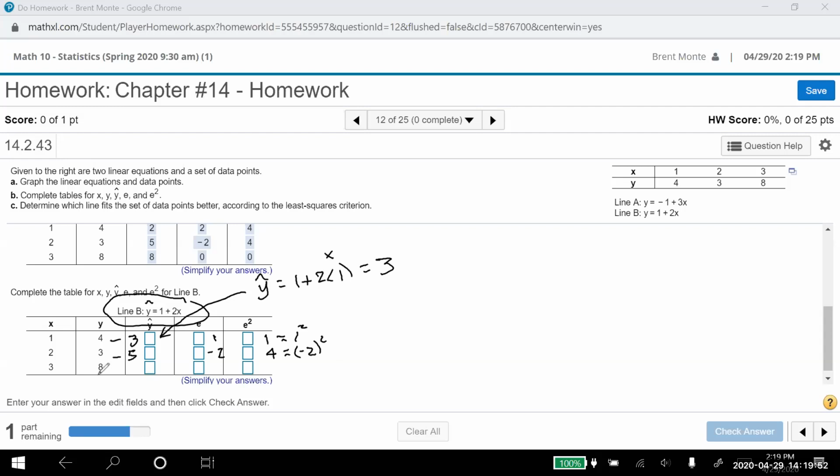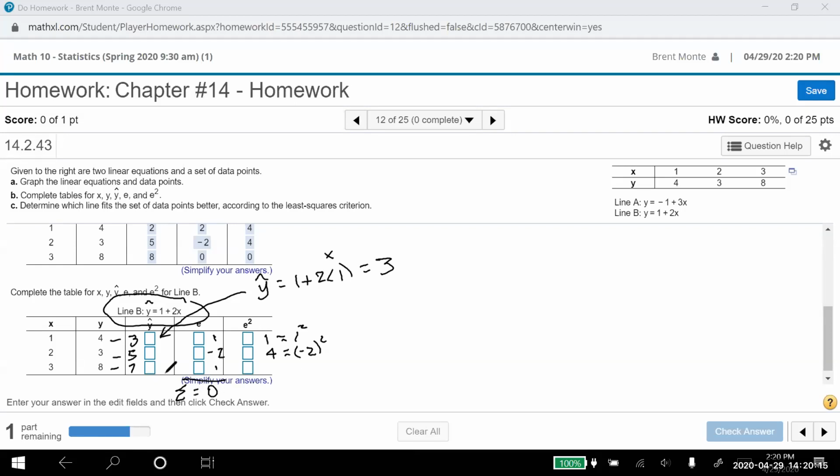For the next one, I plug in 3. 2 times 3 is 6, plus 1 is 7. 8 minus 7 is 1. Notice those add up to 0. It's not a very good equals, is it? Let's clean that up a little bit. So that's equal to 0.